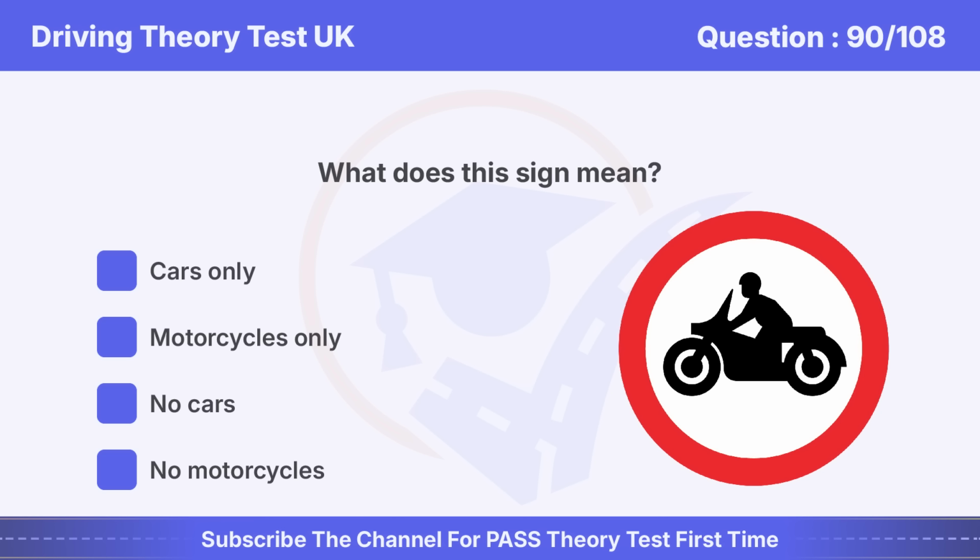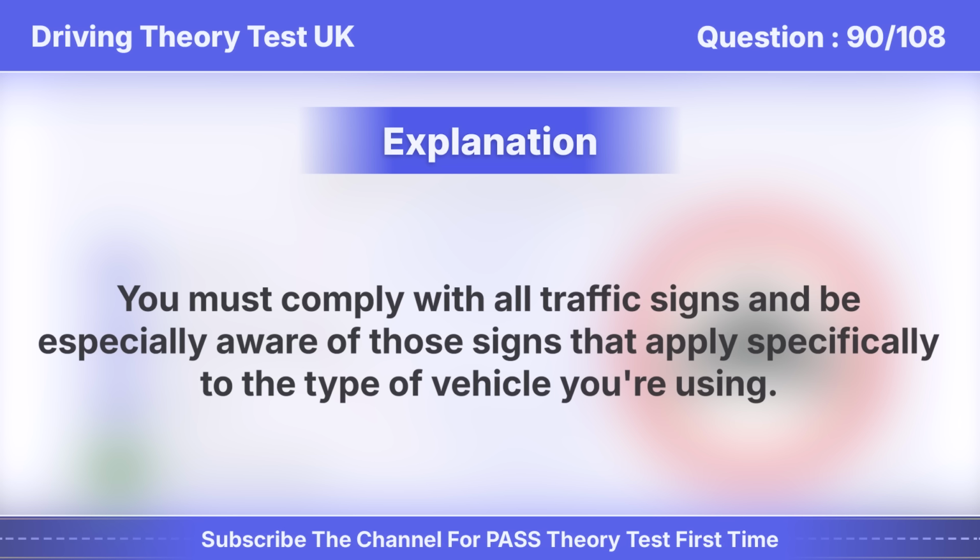Question 90. What does this sign mean? Answer is D. No motorcycles. You must comply with all traffic signs and be especially aware of those signs that apply specifically to the type of vehicle you're using.